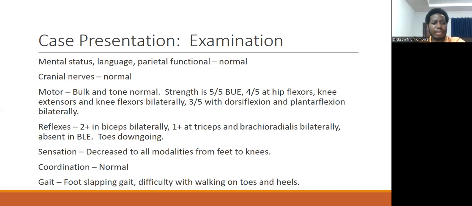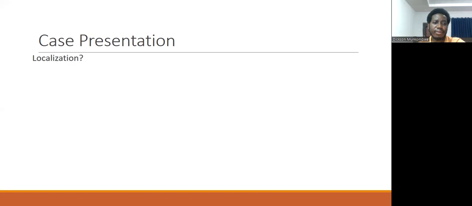The reflexes were 2+ in the biceps on both upper limbs. There was 1+ at the triceps, that is reduced, and the brachioradialis was also 1+. They were absent in both lower extremities, that is, the knees and the ankles did not have any reflexes. The toes or plantars were downgoing, which means there was no Babinski. So sensation was decreased to all modalities from the feet to the knees, and coordination was normal. On his gait, he had a foot slapping gait and difficulty with walking on the toes and heels. So where do you localize after this examination?